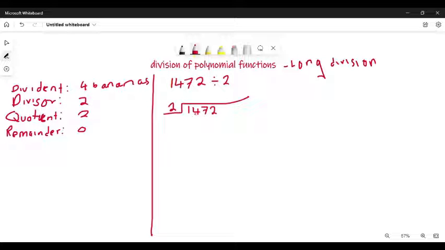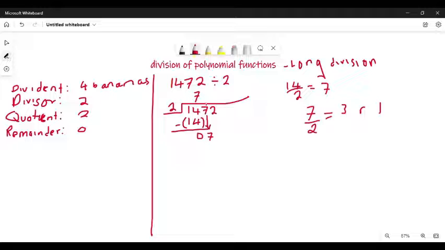So what do you do? You start dividing. 2 into 14 is what? 7. Then 7 you write on top. Then you multiply: 7 by 2 is just 14. When you do that, you put this in brackets and you subtract. When you subtract, this will give you a 0, meaning you have to drop the 7 down there. Then you divide again. 7 divided by 2 is just 3, remainder 1.